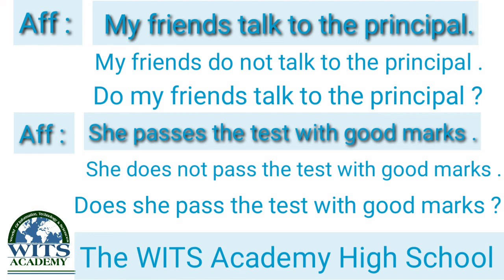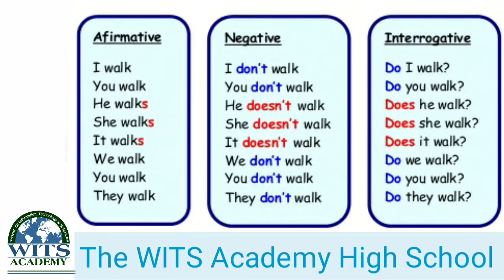Students, remember that we use a question mark at the end of an interrogative sentence. Okay? Now look at these sentences which are given on your slide. Affirmative sentence is I walk. Negative is I don't walk. And interrogative is do I walk? Students, here don't is the contraction of do not. You can also write do not in place of don't.